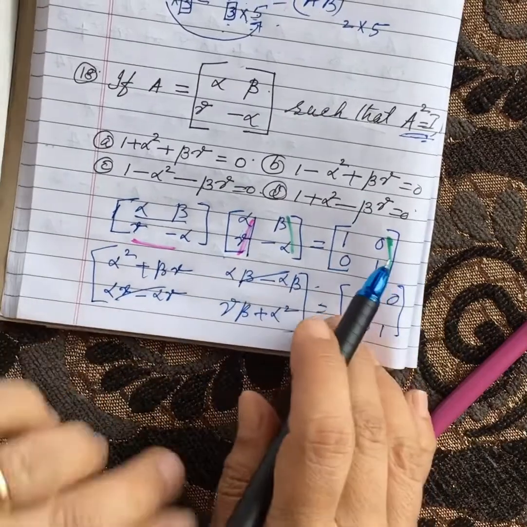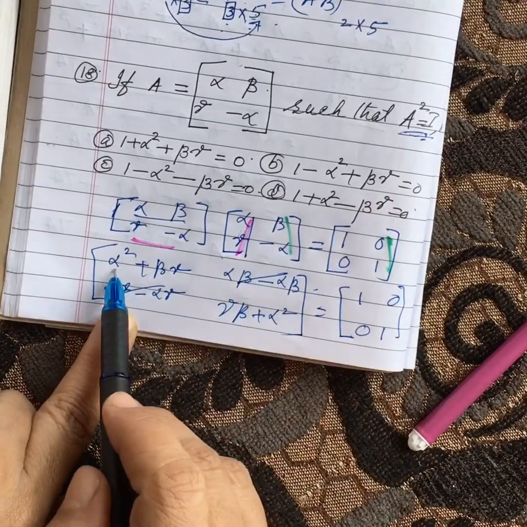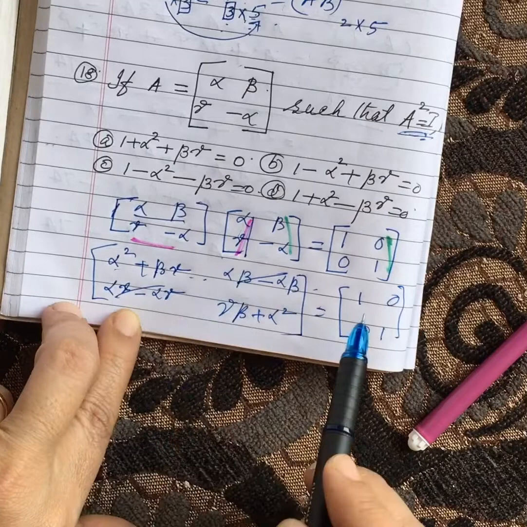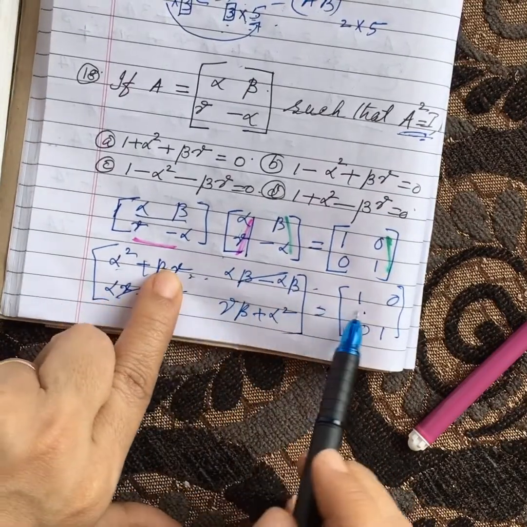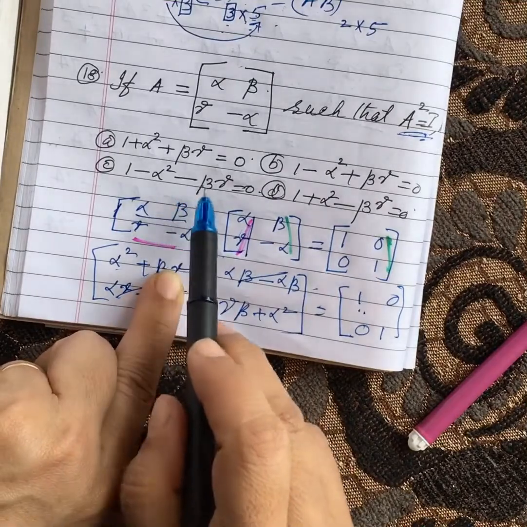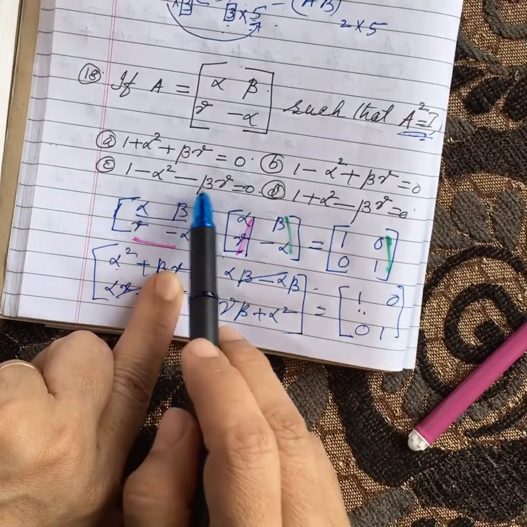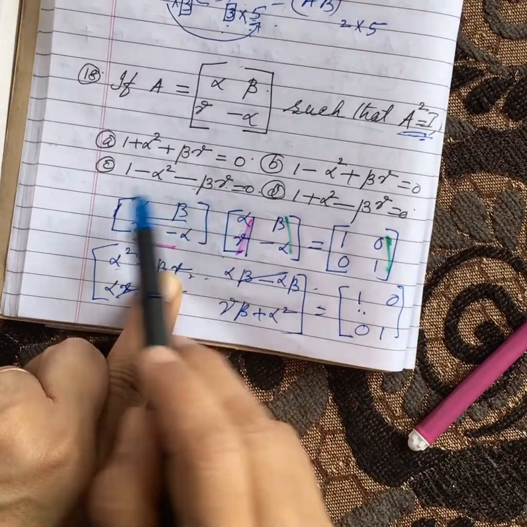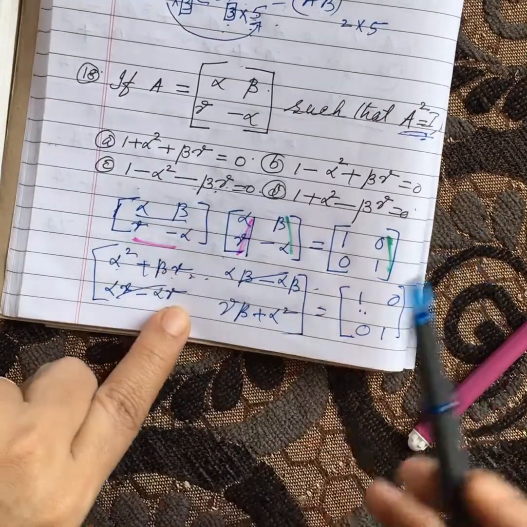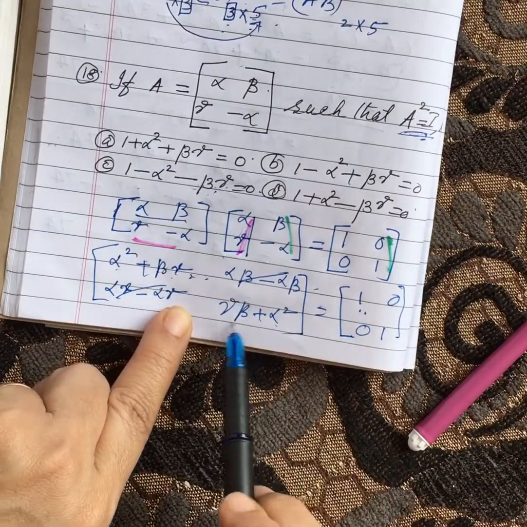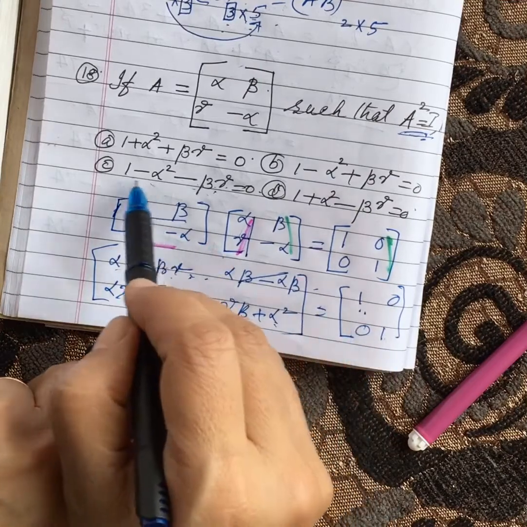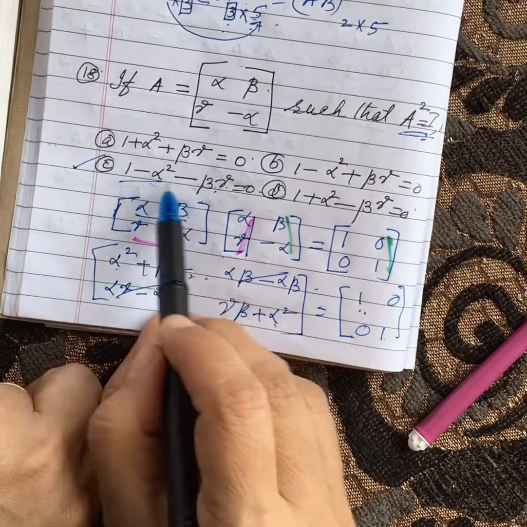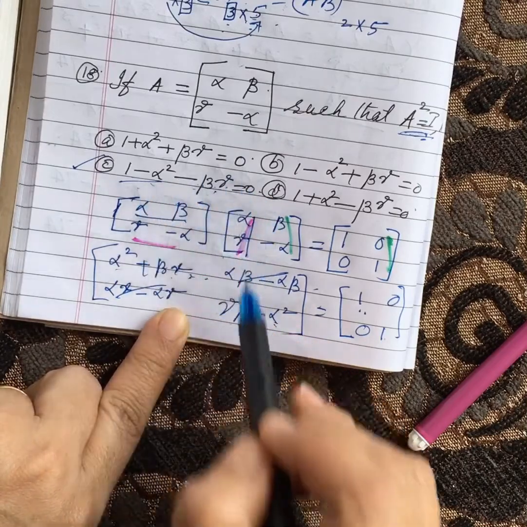Now we will compare these two. What you get is alpha square plus beta gamma equal to 1. Anywhere you are getting alpha square plus beta gamma equal to 1 will come here. Otherwise you have to see this also, alpha square plus beta gamma equal to 1. So this is the one which you are getting. When you take this term to the right side, you will get this condition.